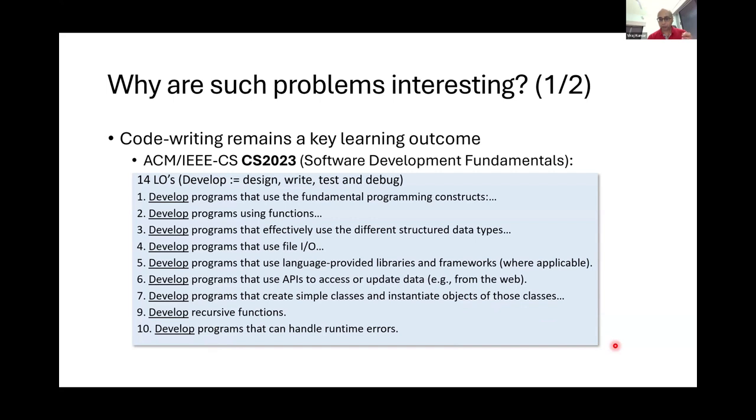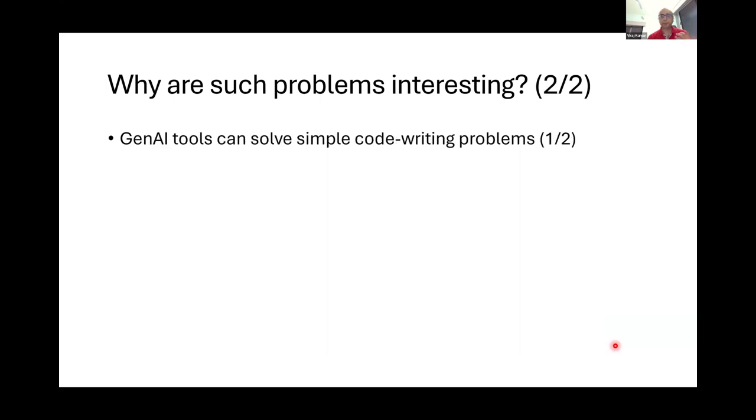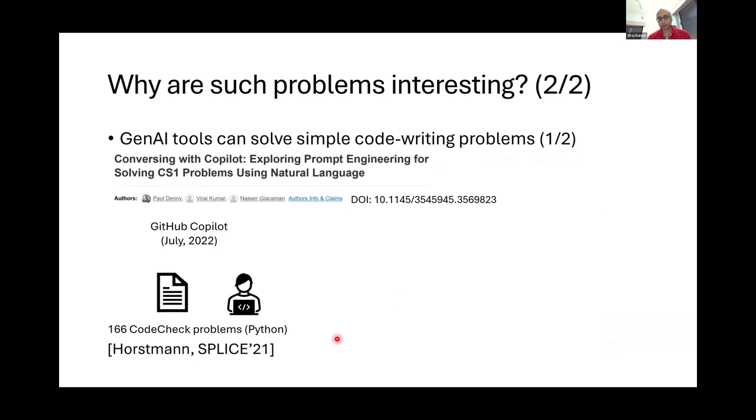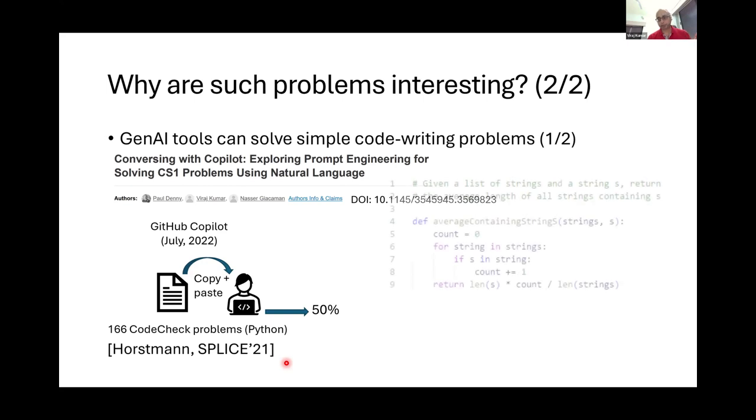So given that code writing remains an important skill, we have to acknowledge that these Gen AI tools are actually very good at writing code, at least for the simple problems that we see in introductory courses. At SIGCSE last year, we presented a paper where we did a study. We used a public repository of about 160 Python programming problems. We found that if you simply copy paste those problems, then at least when we did the study, 50% of the solutions produced by the generative AI tools at that time were perfect.